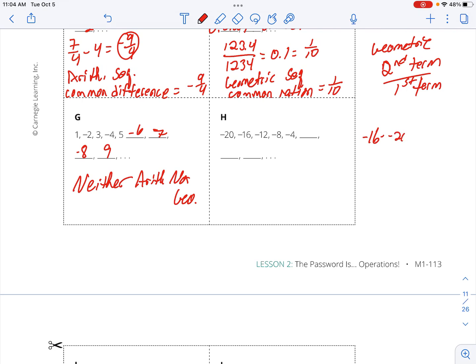On letter H, a little bit more obvious, we are adding 4. Again, what I'm doing in my head is the second term minus the first term. I'm getting that magic number. If this is arithmetic, then adding 4 each time should take me through the rest of that sequence, and it does. So we can tag it as arithmetic. And because I tagged it as arithmetic, we have ourselves a common difference, which is 4.